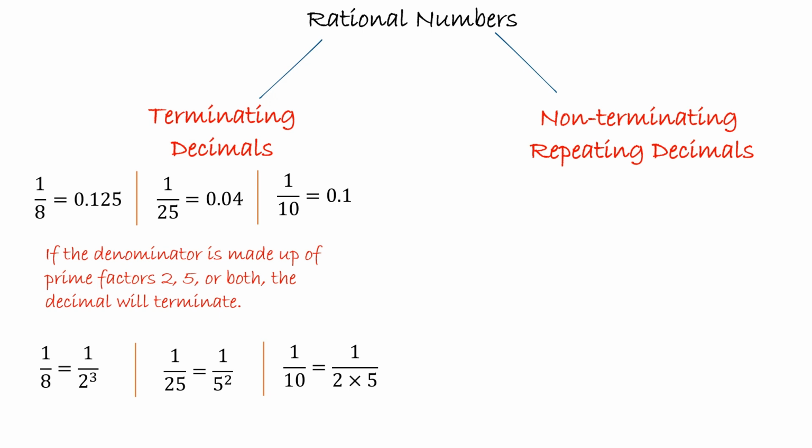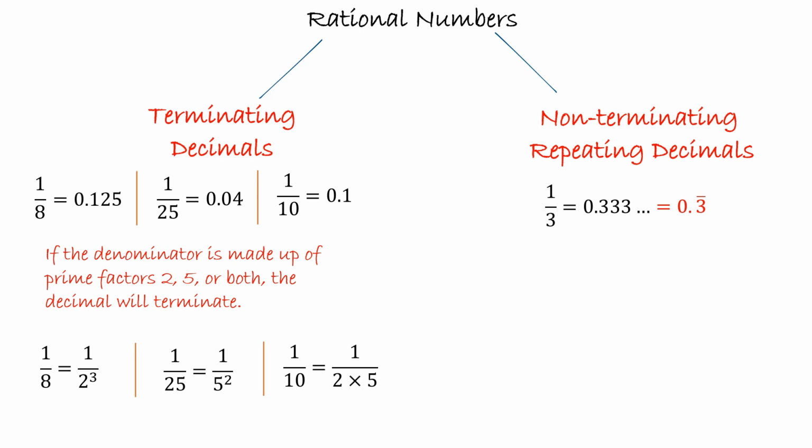Now, what about numbers where the division never stops? For example, divide 1 by 3 and you get 0.333... The division never stops. Such numbers are called non-terminating repeating decimals. They go on forever but follow a perfectly repeating pattern. We use a small bar called a vinculum to show the repeating part.